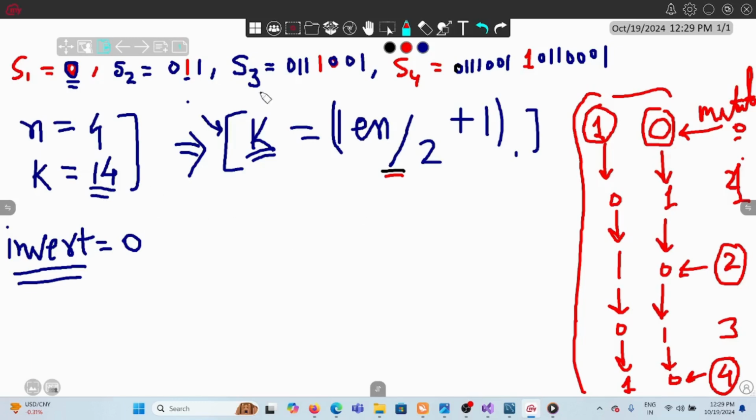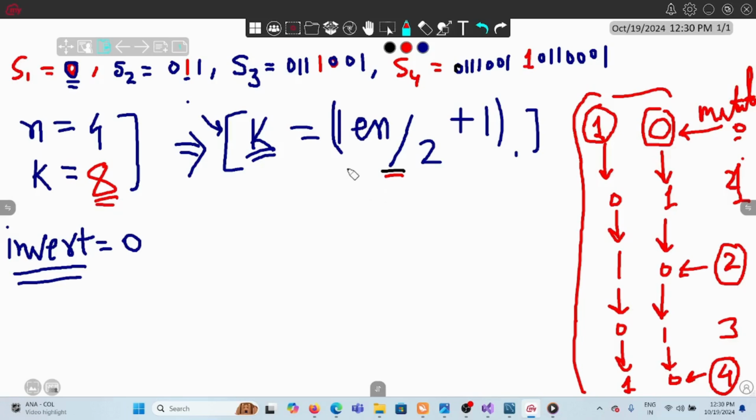Let's take different examples of k. Suppose n is equal to 4 and k equal to 8. This is our input, which means we have to look for S4, the string where we have to check the 8th bit. What would be the 8th bit? In general we are not creating S4, but you can check it here. This red 1 should be our answer, right?